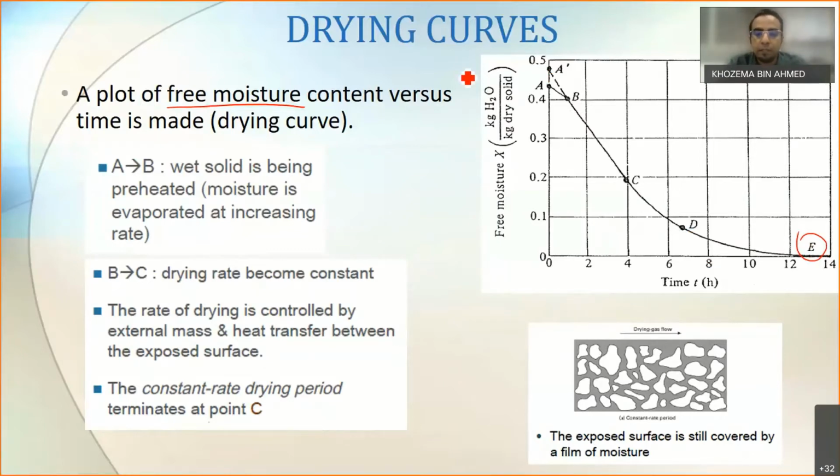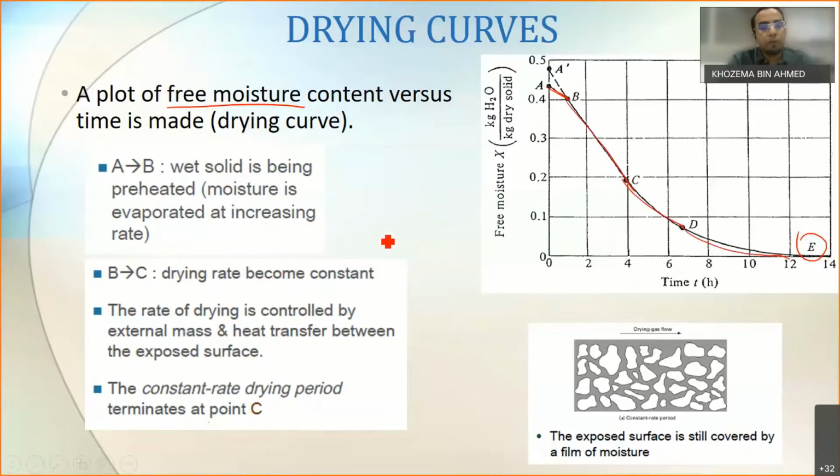It is important for you to understand each of these lines. What is happening here? If I were to ask you to draw or plot free moisture content versus time, and then explain each and every segment of the plot: what is happening from A to B, from B to C, from C to D, and then D to E.